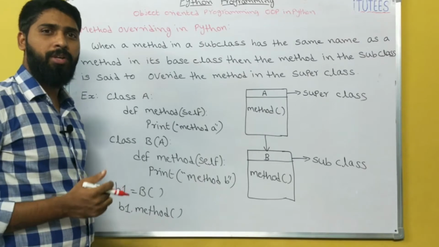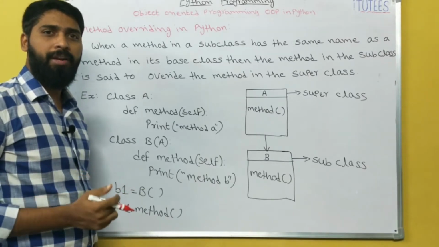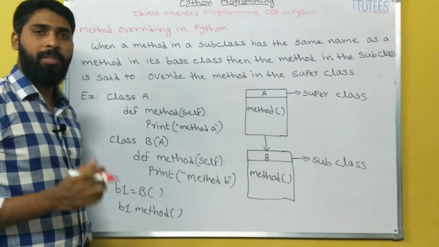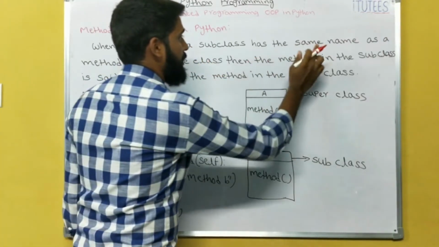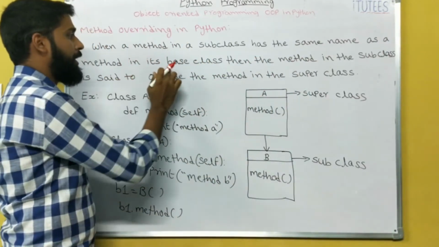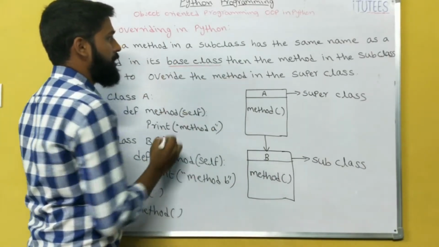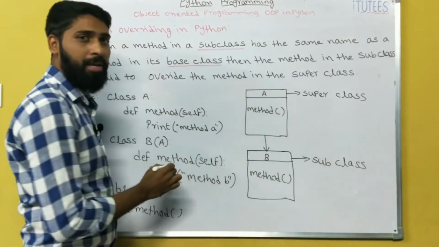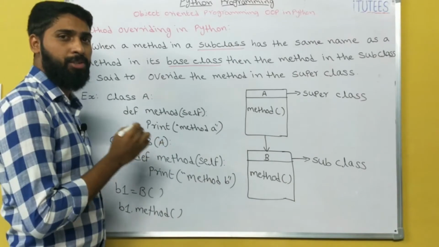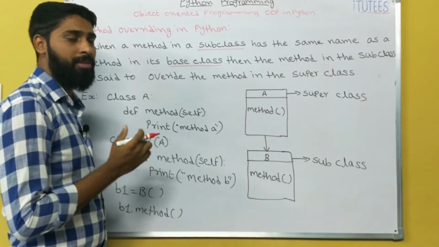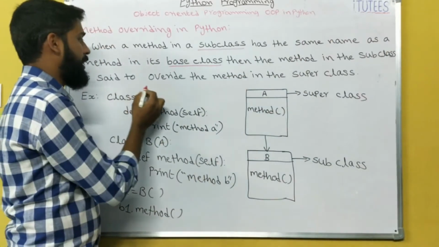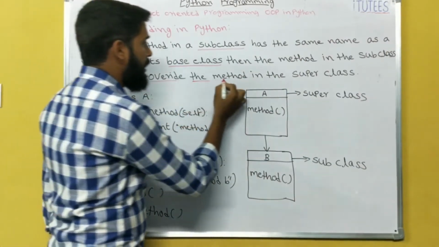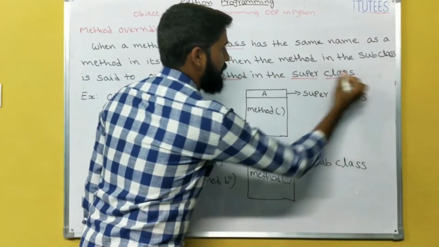In this class we are going to discuss method overriding in Python. So what does method overriding mean? When a method in a subclass has the same name as a method in the base class. That means both the subclass and the base class have a method with the same name. Then the method in the subclass is said to override the method in the superclass.